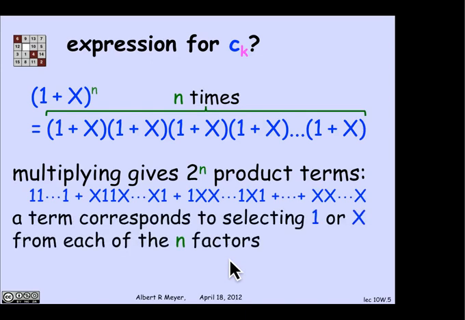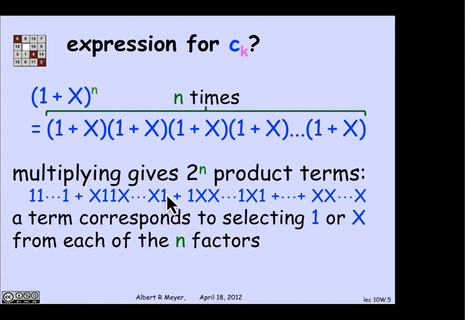A term among these 2 to the n terms corresponds to selecting a 1 or an x from each of the n factors. If I started off, for example, by selecting a 1 from each of the n factors, I'd get the term 1 to the n. If I selected an x from each of the factors, I get this last term, x to the n. And if I made some arbitrary selection, like an x from the first one, a 1 from the second, a 1 from the third, a 1 from the fourth and so on, and a 1 from the next, an x from the next to the last, and a 1 from the last, I would get this particular term, which is not the next one that would occur in alphabetical order, but it's just an example.